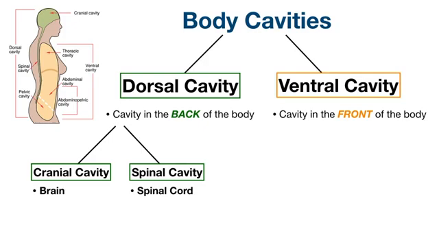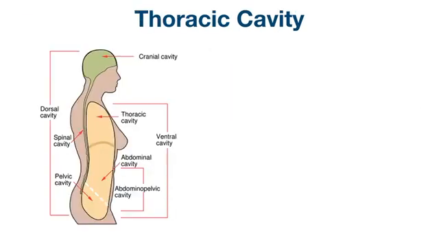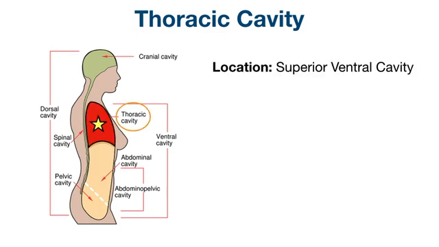The ventral cavity can also be subdivided into 2 main parts. We have the thoracic cavity and the abdominopelvic cavity, which are separated by the diaphragm. Let's look at the thoracic cavity first. The thoracic cavity is the cavity in the chest. It's the superior portion of the ventral cavity, and it's above the diaphragm, as we can see highlighted in red.